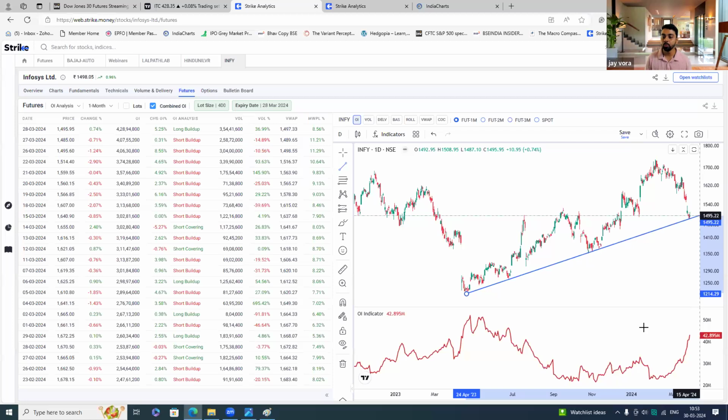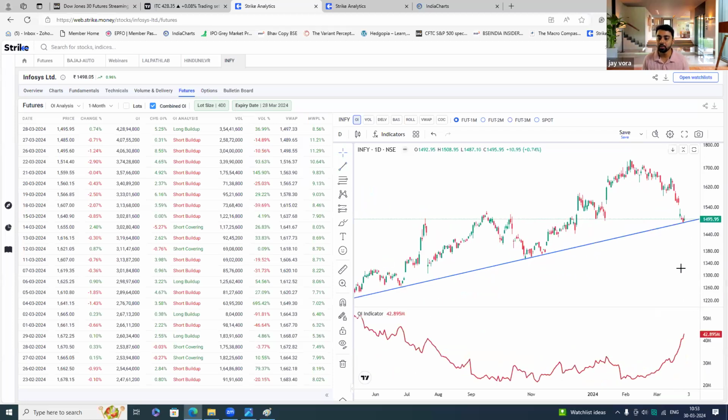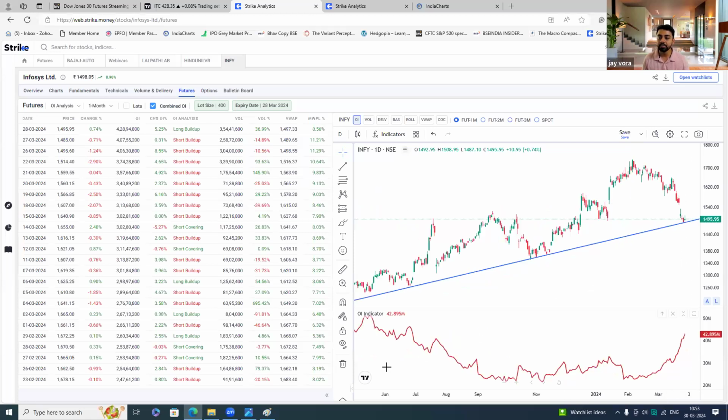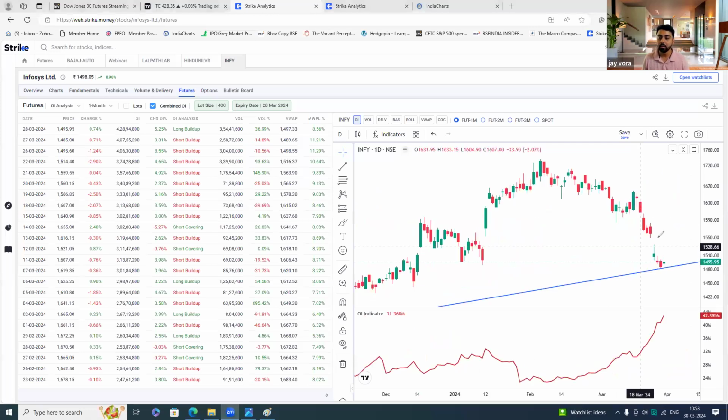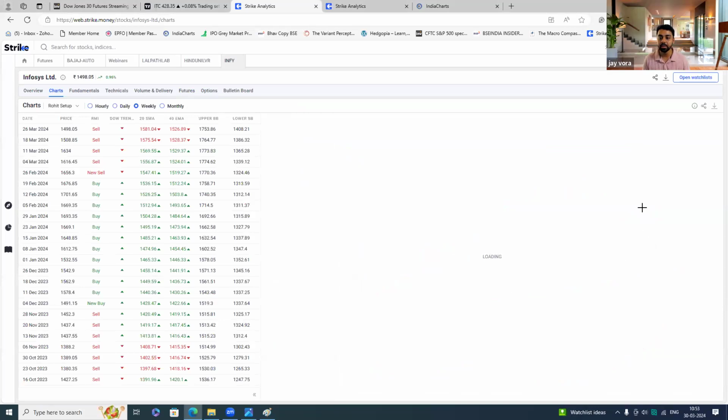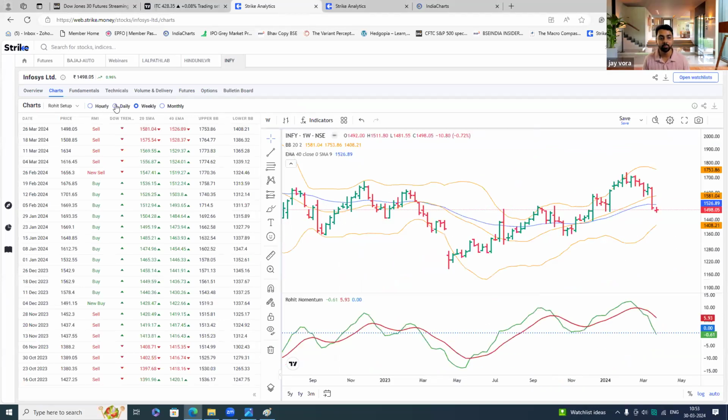So what I would want to see is whether this support firstly holds or not, and if it holds, then in this bounce, this gap area, are the moving averages breaking or not? And for that, I will keep track of how it is playing out on a higher time frame.